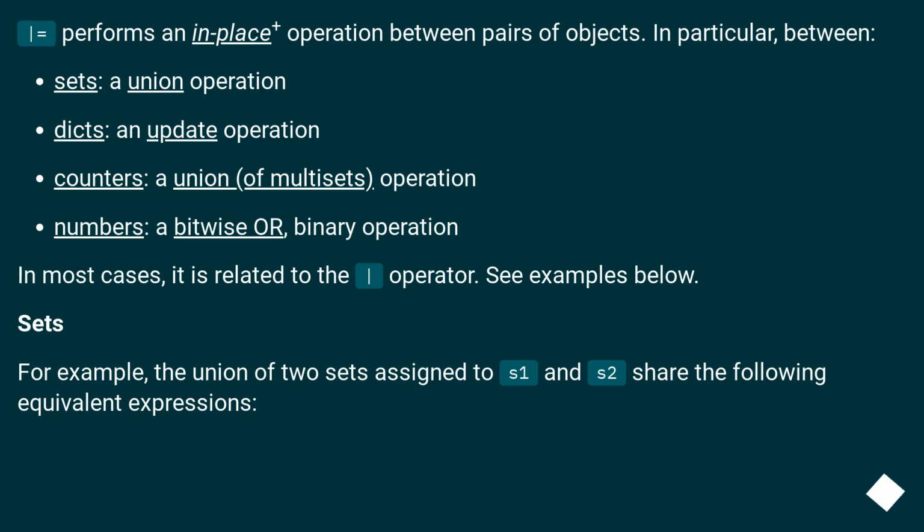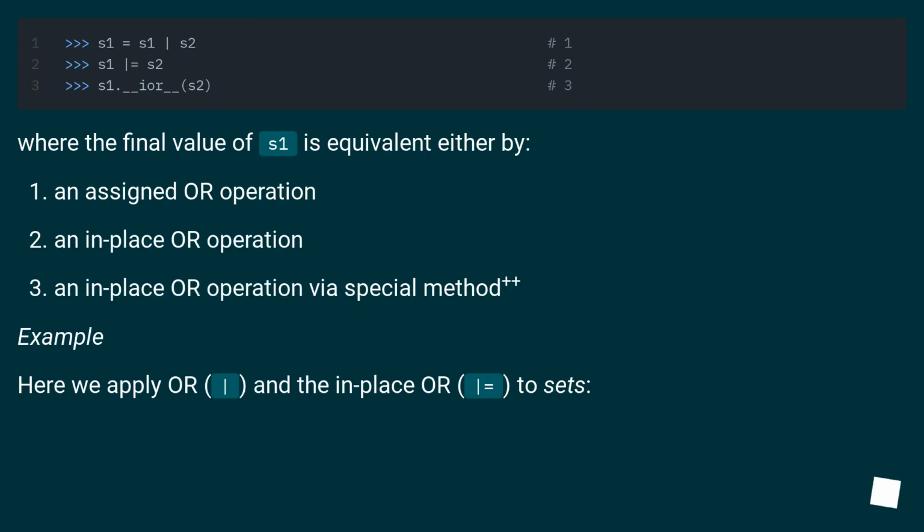See examples below. Sets. For example, the union of two sets assigned to s1 and s2 share the following equivalent expressions, where the final value of s1 is equivalent either by an assigned or operation, an in-place or operation, or an in-place or operation via special method __ior__. Example: here we apply or, vertical bar, and the in-place or, vertical bar equals, to sets.